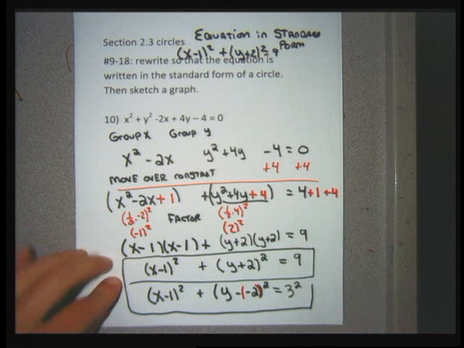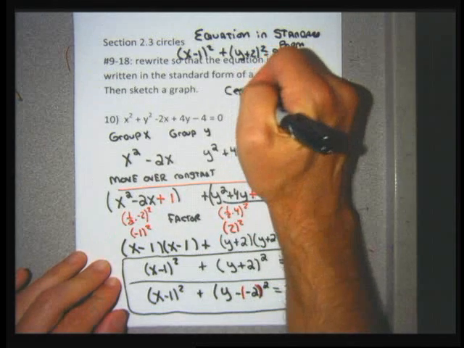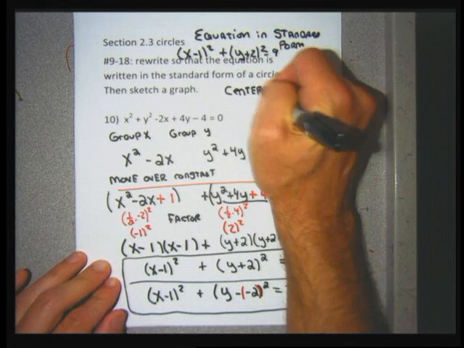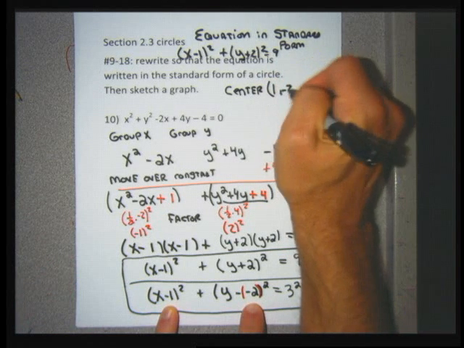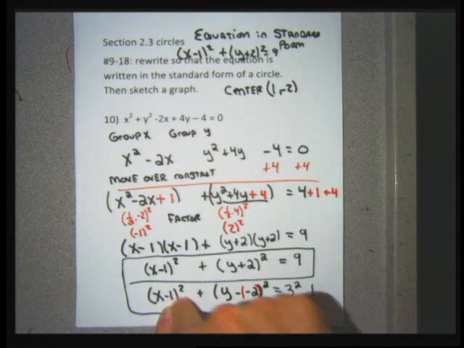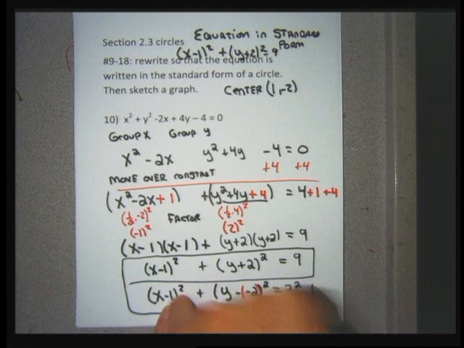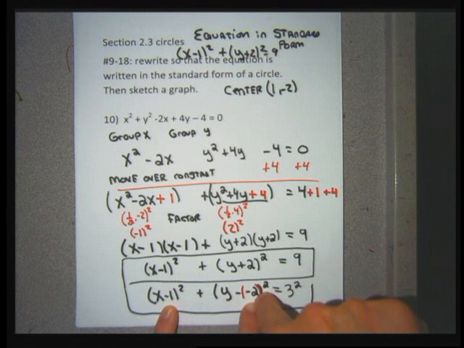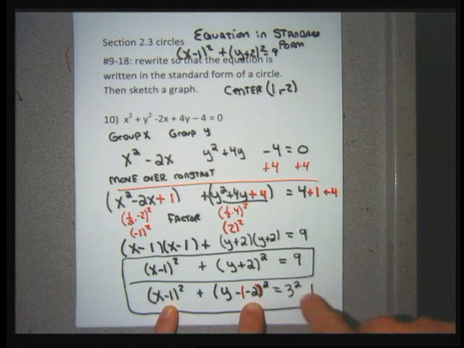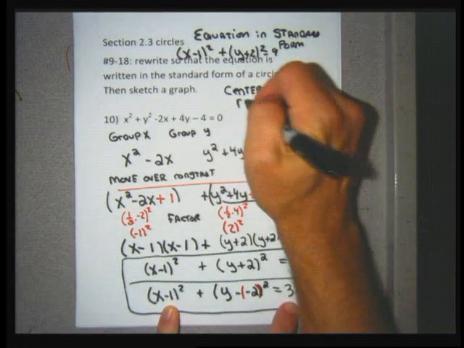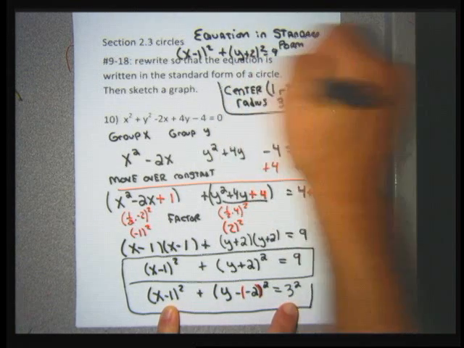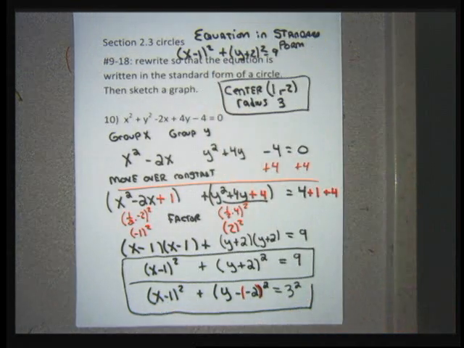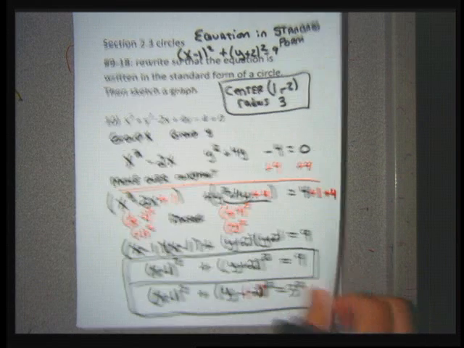And now I'm going to sketch a graph. When I sketch a graph, I just need to know the center and the radius. The center is going to be the point 1 and negative 2, because if I write it in standard form, the number after the minus is the x-coordinate of the center. The number after the minus in the y parentheses is the y-coordinate of the center. And the radius is going to be this 3, because the radius is the thing that's squared. So I'm just going to draw a circle that has a center of 1, negative 2, and a radius of 3. And I'll be completely done with this problem.